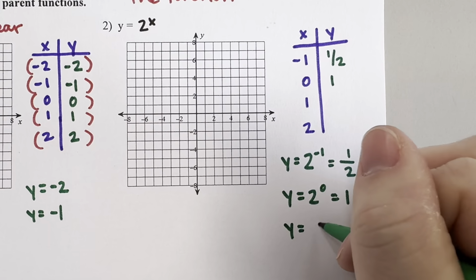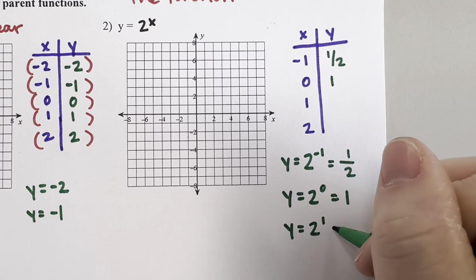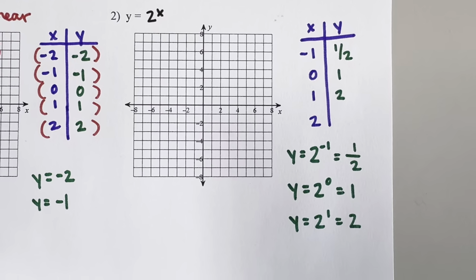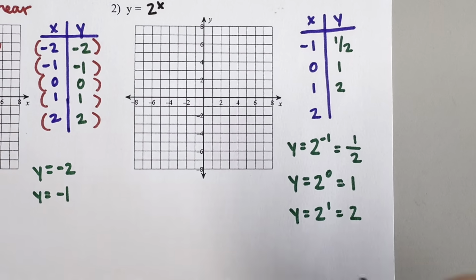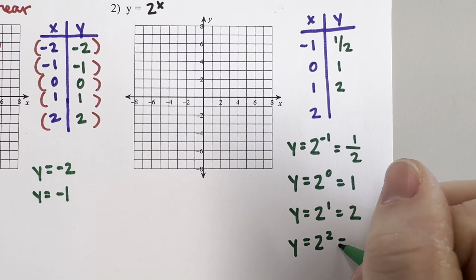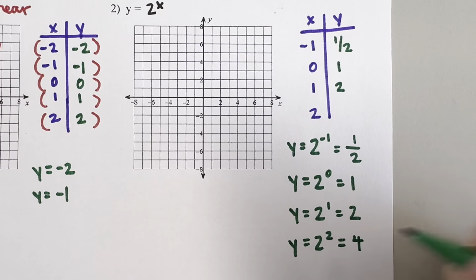Okay, let's do our last two. If I plug in a 1 for my x, 2 to the power of 1, 2 to the first power is just 2. So when I plug in a 1, I got out 2. And our last one, if I were to plug in 2, so 2 to the power of 2, or 2 squared, that's going to give me 4.